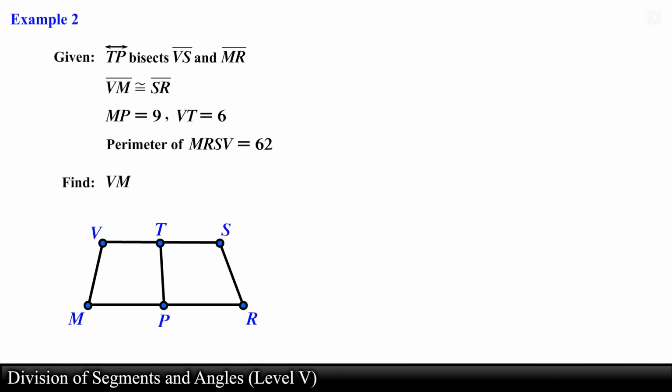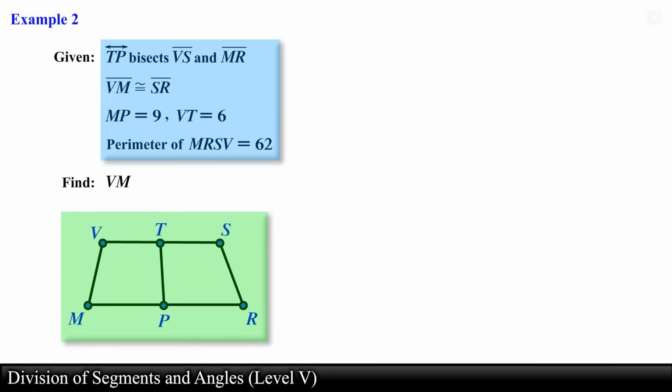Given that line TP bisects segment VS and segment MR, segment VM is congruent to segment SR, the length of segment MP is equal to 9, the length of segment VT is equal to 6, the perimeter of figure MRSV is equal to 62, find the length of segment VM. In this problem, we are provided with a diagram of a figure, along with various geometric relations. We are asked to find the length of a particular segment.